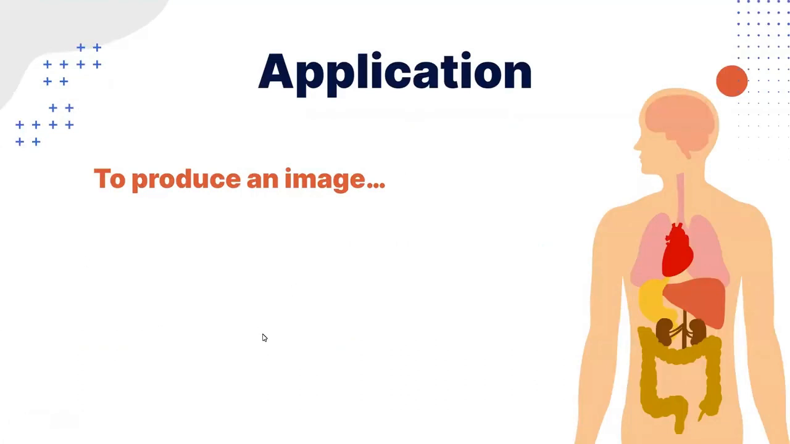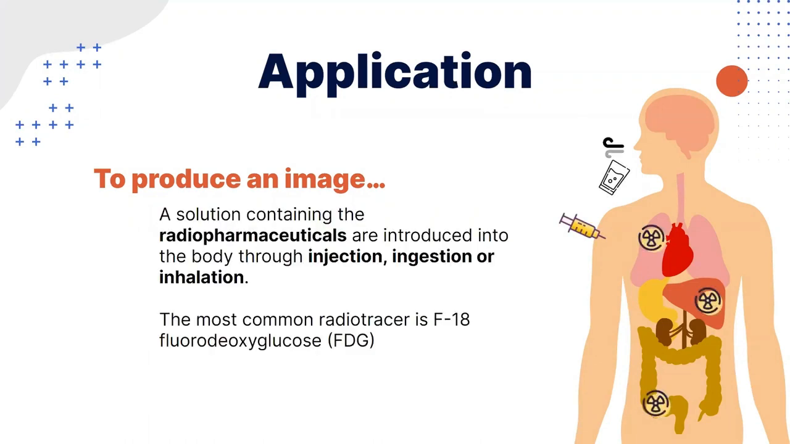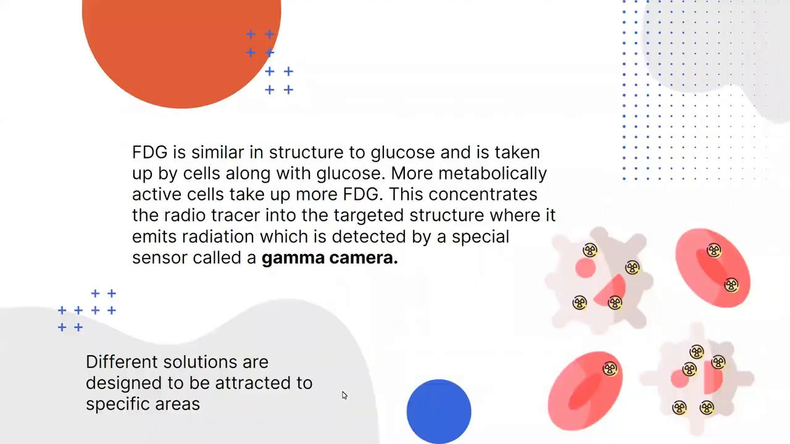Thank you, Lisa. So to produce an image, a solution containing the radiopharmaceuticals is introduced into the body through ingestion or inhalation, and uses radioactive tracers to produce images of the body for diagnostic purposes, which I will discuss shortly. The most common radiotracer is F18 fluorodeoxyglucose, otherwise called FDG. FDG is similar in structure to glucose and is taken up by cells along with glucose. More metabolically active cells take up more FDG.